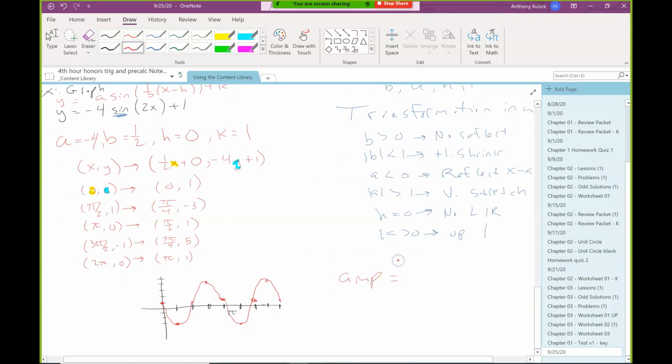So what's the amplitude going to be for this problem? Well, remember the amplitude was the absolute value of a. So our a was -4, so our amplitude is just 4. What's the midline going to be? Well, the midline was y equals k. In our problem, the k is 1.